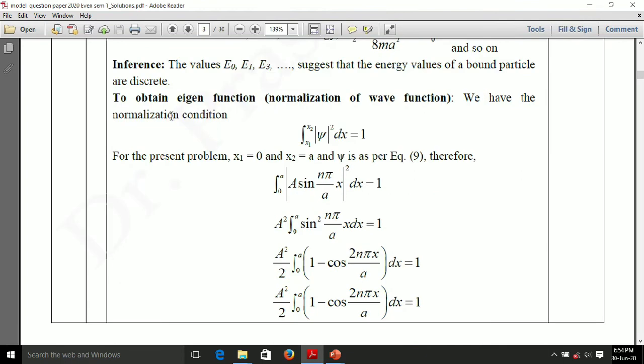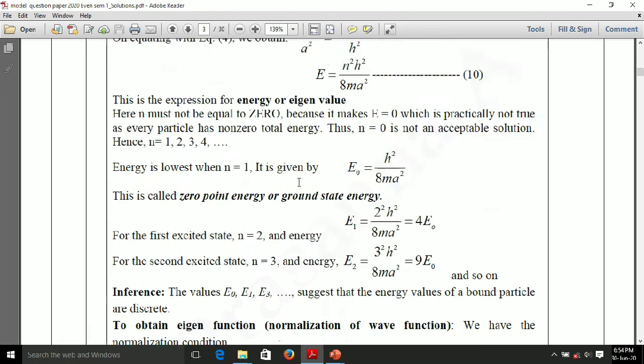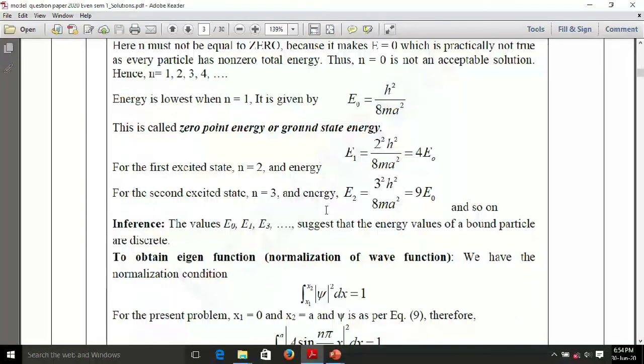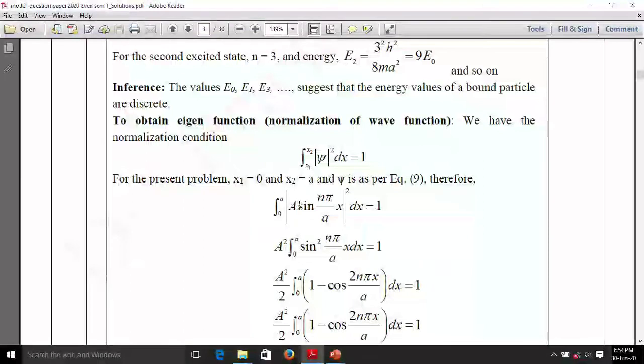And in the third part, you have to obtain the expression for a constant, because in the first part of the derivation a was unknown. Therefore, we are going to obtain the value for a. For that, you need the normalization condition, that is integration of the square of the modulus of the wave function within the limits of the system. Here the limits of the system are x equal to 0 and x equal to a.